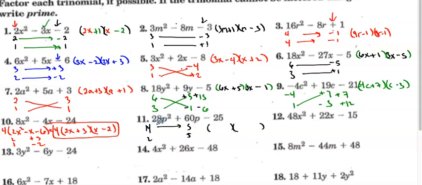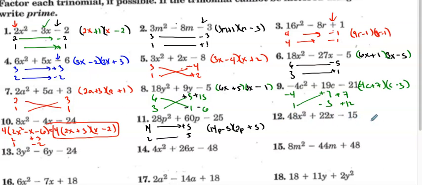2 times 14. 14 times 5 is 70. And 2 times 5 is 10. And one of them is going to be positive, one of them is going to be negative based on the fact that this last sign is negative. So I need this one to be positive. So we got 14p and 2p. 14 times positive 5 is positive 70. 2 times negative 5 is negative 10. And positive 70 and negative 10 is positive 60. Cool.